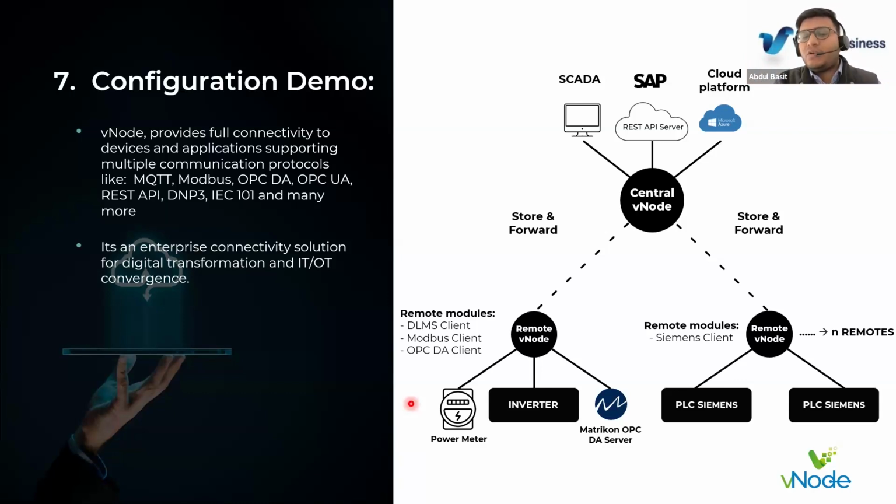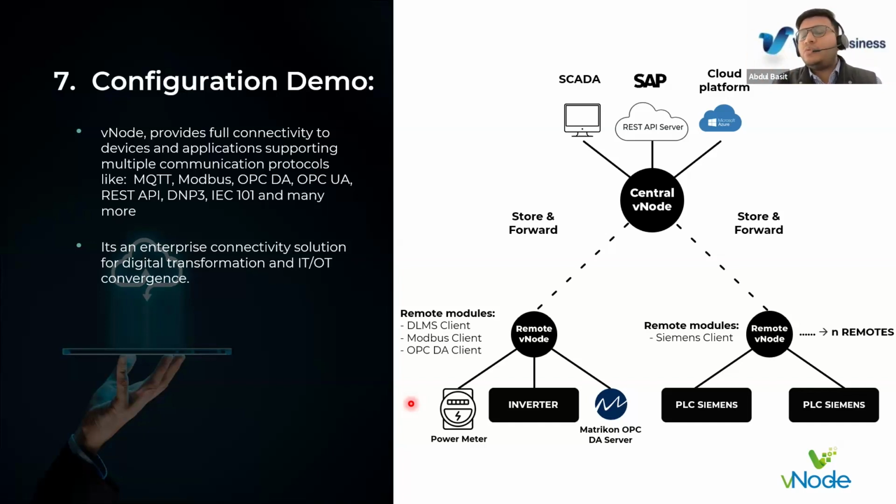For example, on one side, you want to collect the data from power meters, which support the TLMS protocol, or devices which support, for example, Modbus. And also you want to collect the data from any OPC DA server, from Matrikon or any other vendor. For example, on the right side, you want to collect the data from Siemens PLC. So you need to configure 4 data collection modules.